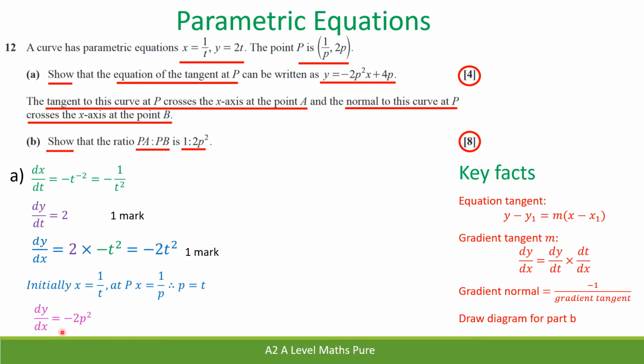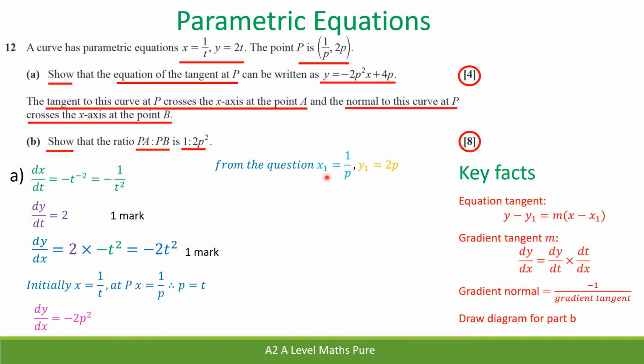So dy by dx is equal to minus 2p squared. And a lot of people forget to convert this back in terms of p and end up with a value with p's and t's, x's and y's, and then get confused with how to solve to get to this equation here. So if you look at what we're trying to show, it's got a y in it, it's got an x, and it's only in terms of p. So this t needs to be converted into p, which gives me the minus 2p squared.